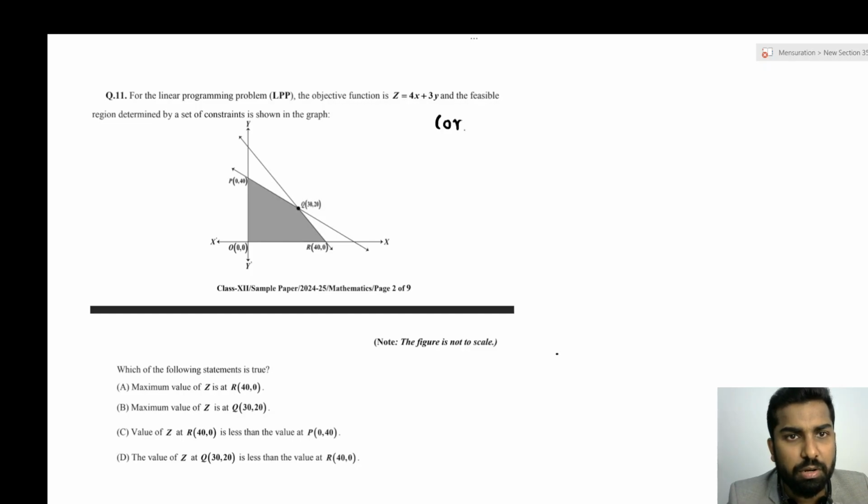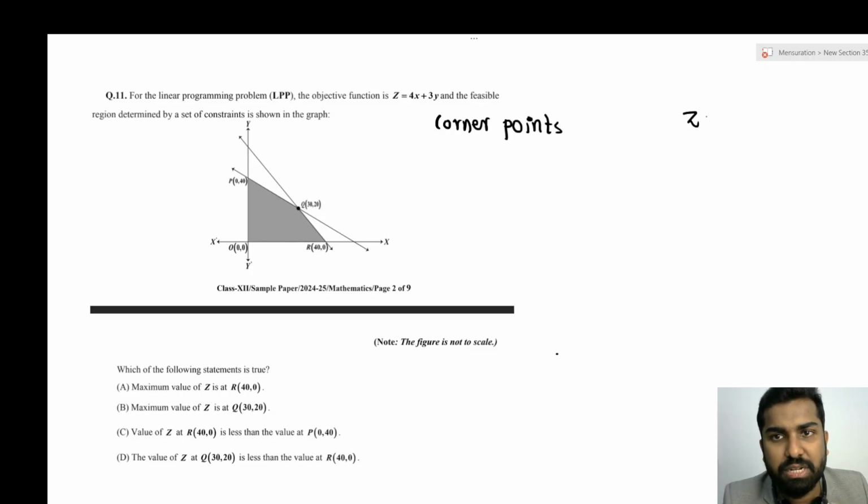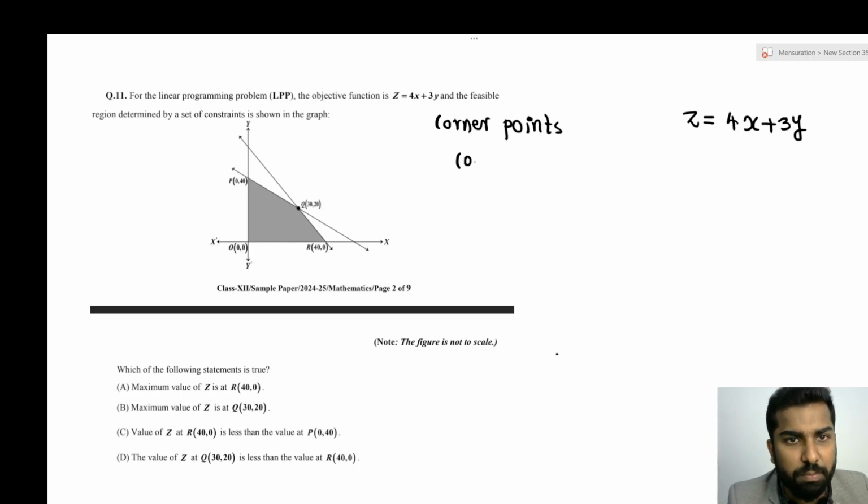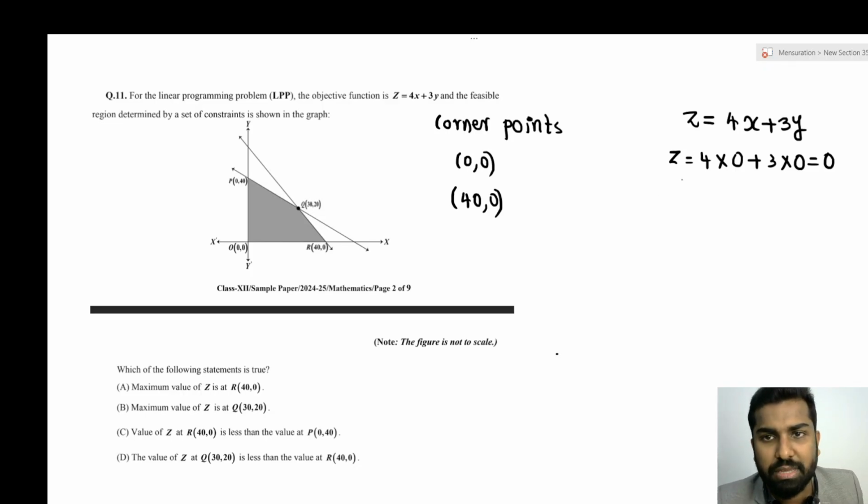So we have the corner points and the objective function, that is z equal to 4x plus 3y. First corner point is 0, 0. So the z value will be equal to 4 into 0 plus 3 into 0, that will be 0 itself. Next corner point we have 40, 0. In this, the value will be 4 into 40 plus 3 into 0. So 4 into 40 value is 160, right?